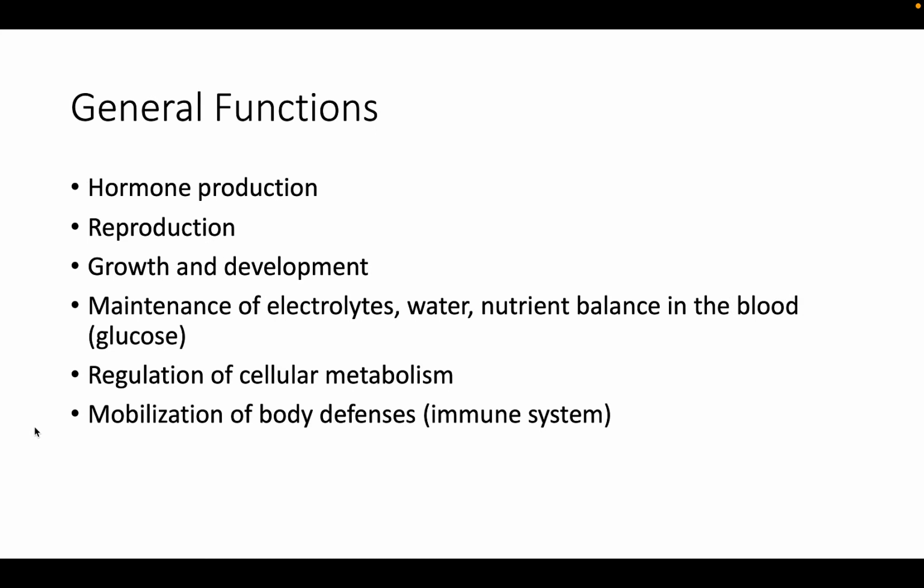So, general functions of the endocrine system include producing hormones and then releasing them, secreting them to affect different areas of the body, and those different areas can be involved in reproduction, growth and development, maintenance of electrolytes, water, nutrient balance in the blood. This will usually be targeting the kidney or maybe the adrenal glands or the liver. Regulation of cellular metabolism, this will be involved in the adrenal gland as well, and mobilization of body defenses. So the immune system, we've got to be able to move those immune cells around, so we're going to be mobilizing those somehow, and that'll be through the thymus.